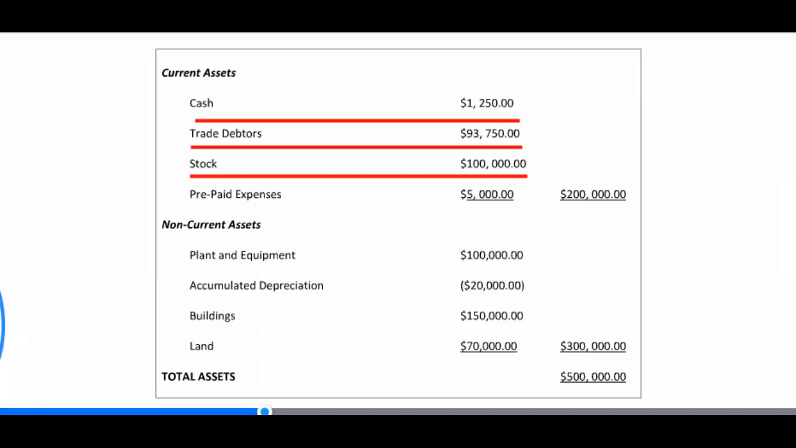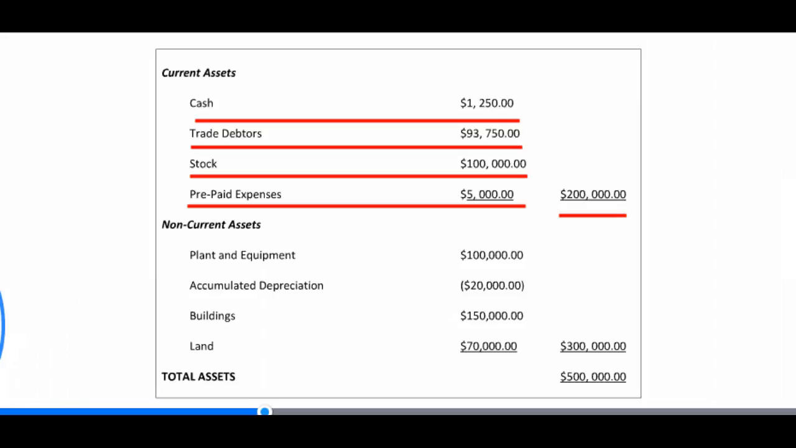Finally, on current assets we have prepaid expenses. A prepaid expense is any expense that has been paid for in advance. Common examples in business include insurance policies and domain names. The prepaid expense value on this sample balance sheet is $5,000. When we add the current assets together, we get a total current asset value of $200,000.